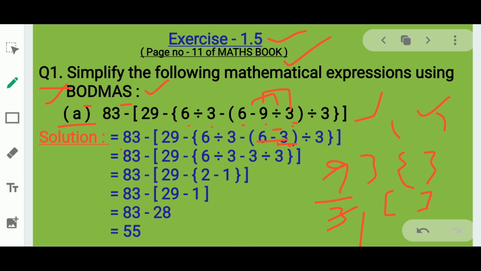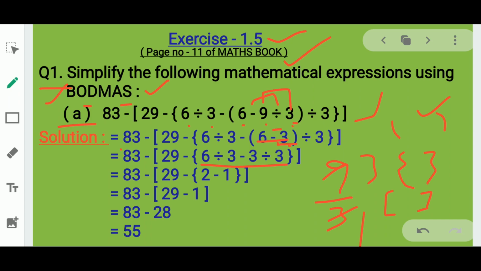83 minus big bracket 29 remains the same, curly bracket 6 divided by 3. Now we solved the small bracket, so we removed it. Now we have 6 minus 3, which is equal to 3, divided by 3, curly bracket closed and big bracket closed. Now we have the curly bracket in which these terms are written: 6 divided by 3 minus 3 divided by 3. We have 2 division signs and 1 subtraction sign.